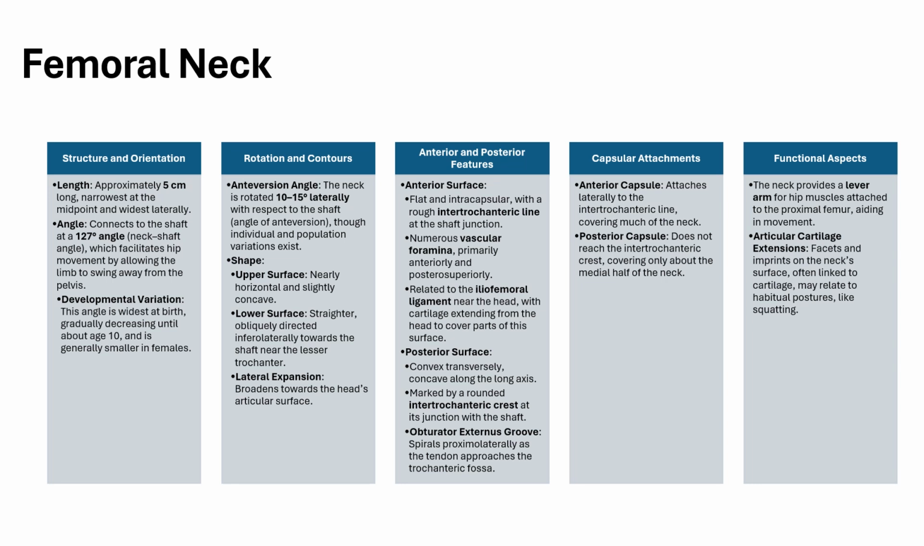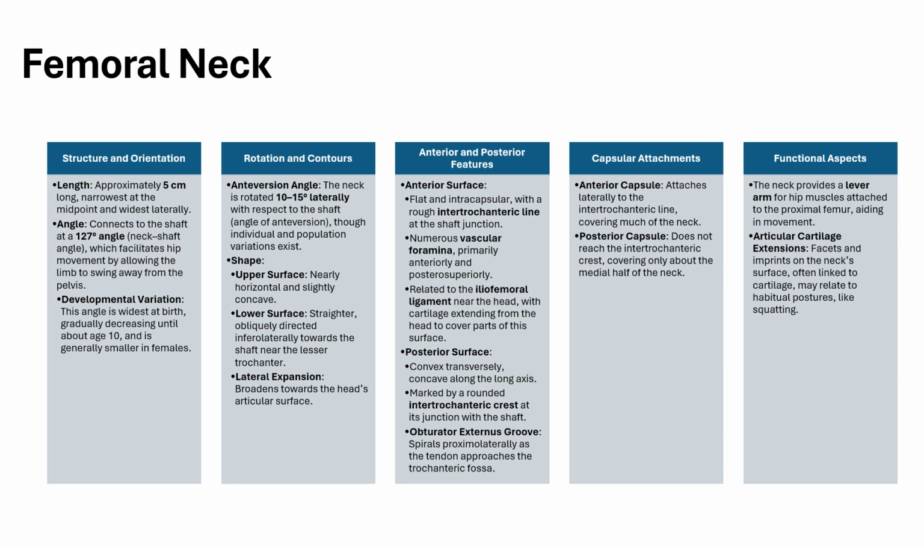When we talk about its structure and orientation, its length is approximately 5 cm long and narrowest at the midpoint and widest laterally. There is an angle of inclination that is 127°, which facilitates hip movement by allowing the limb to swing away from the pelvis.